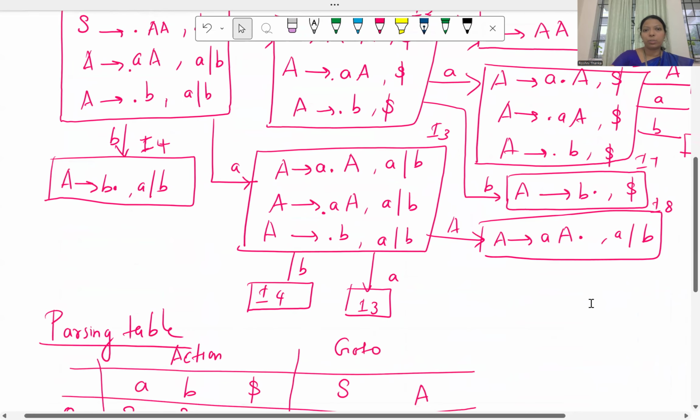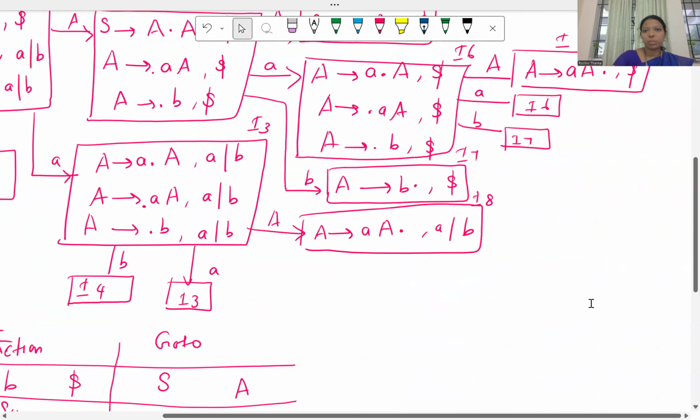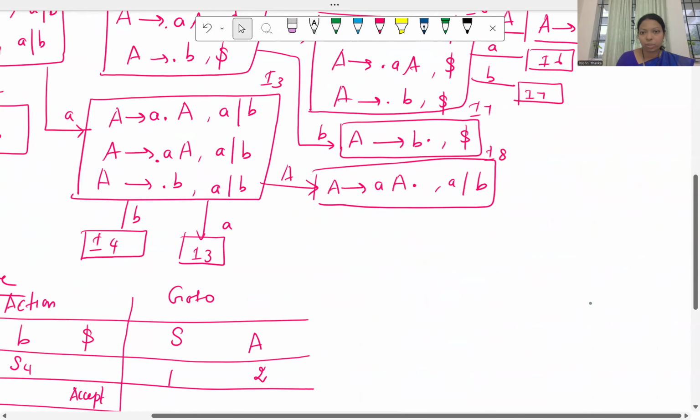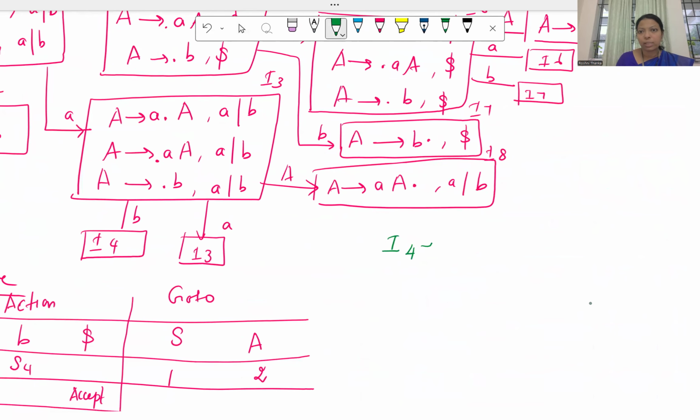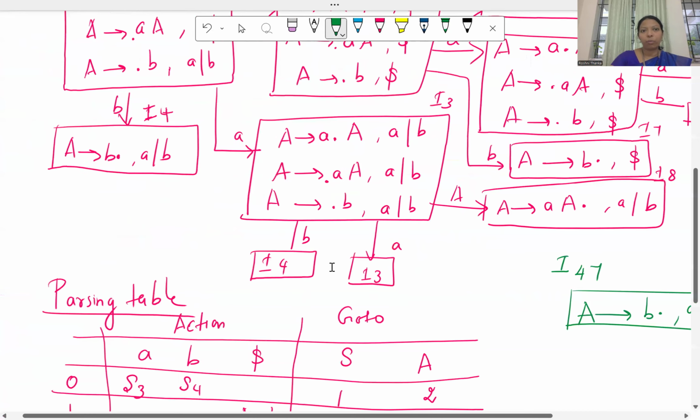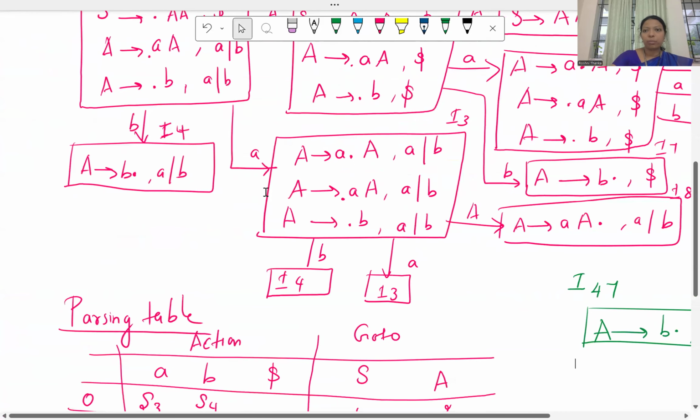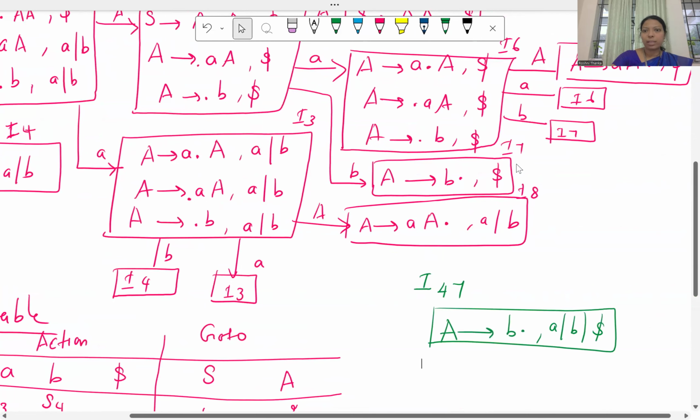So what we are going to do is merge these two states. So I'm going to write a new state, I4,7. And the state is A derives B dot. There is no change in it, but only the look ahead is changing. So I'll merge all the look aheads. In state I4, the look ahead is A or B. And in I7, the look ahead is dollar. So I merged A, B, and dollar. So this is what we do in LALR.